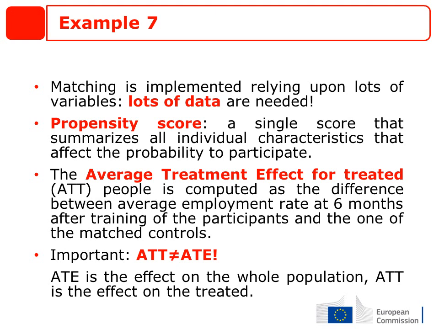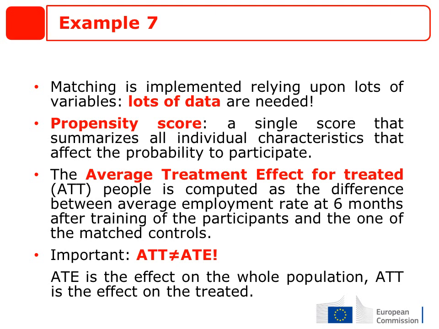In order to define a proper control group, one needs many variables before the intervention to use for matching. This is why this method requires a lot of data. Matching can be done via a single score, called propensity score, that summarizes all individuals' characteristics that affect the probability to participate. The average treatment effect for treated people comes from the difference between the average employment rate 6 months after training of the participants and the one of the matched controls.